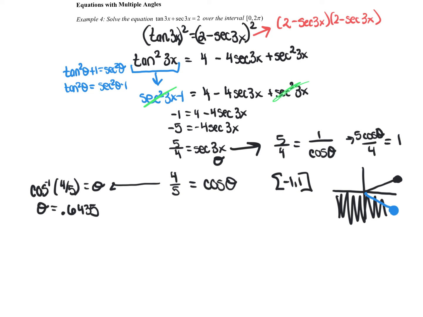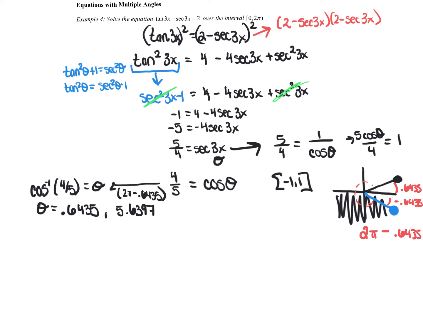That's my black answer. To get to my blue answer, which also exists, so to find that other answer, this distance right here was the 0.6435. So this distance is a negative 0.6435. That's outside of my restriction. So if I take the whole circle, which is 2 pi, and I subtract away the 0.6435, that's this distance that I'm looking for. And so when I do that, my next answer is 5.6397. Again, I got that by doing 2 pi minus the 0.6435.